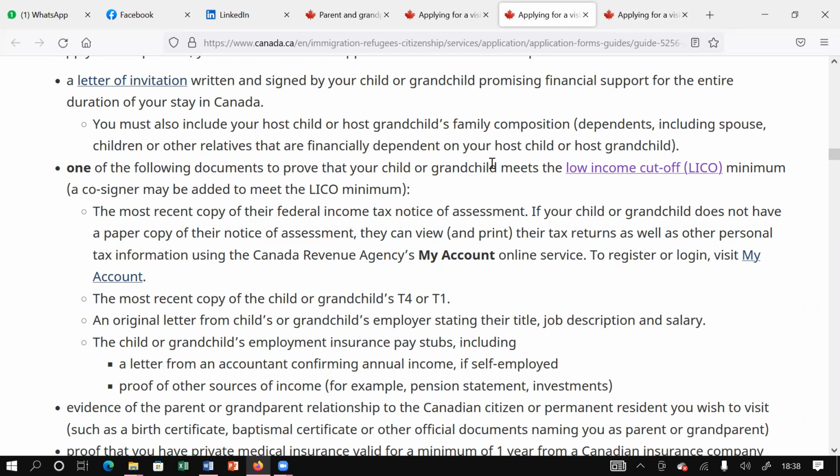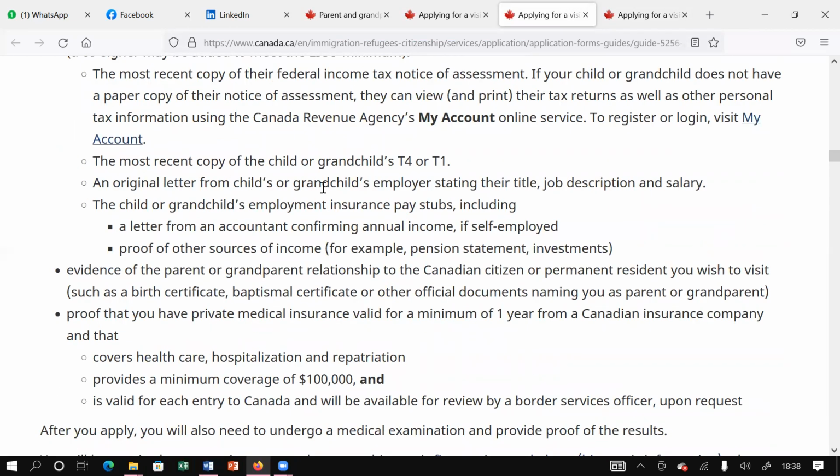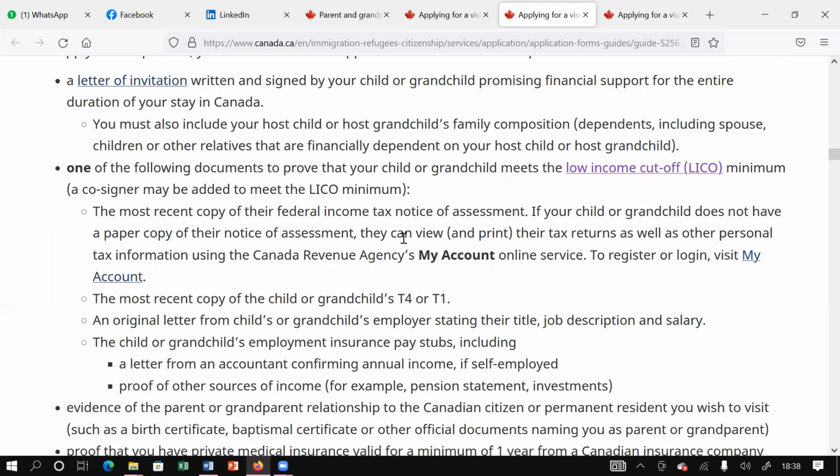One of the following documents to prove, so it is for the child or grandchild. So those PR guys, those who are having permanent residence, at least have to submit one income tax return, and then those documents will be needed. The most recent copy of child or grandchild's T4 or T1, an original letter from child or grandchild's employer stating their title, job description, and salary, their employment insurance pay stubs, including a letter from an accountant confirming annual income, proof of other sources of income.